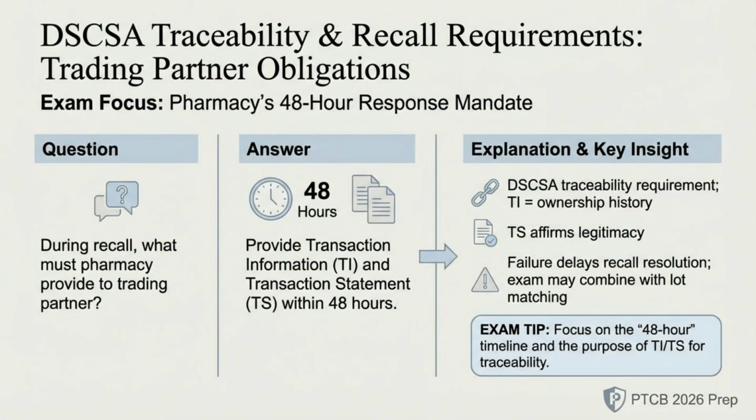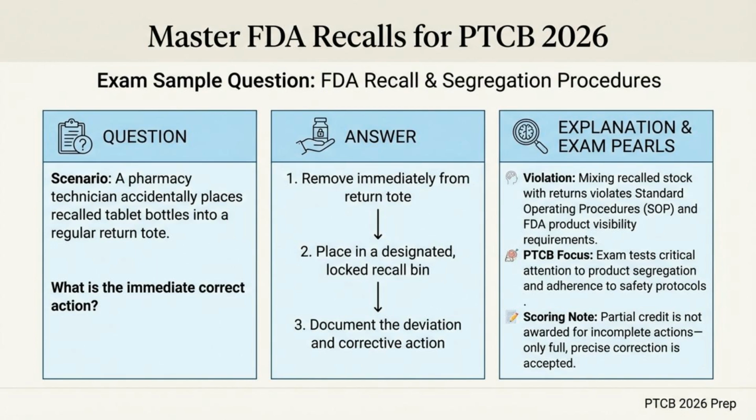During a recall, the pharmacy must provide transaction information and a transaction statement to a trading partner within 48 hours. This DSCSA traceability requirement is crucial for establishing ownership history. If recalled stock is accidentally placed in a regular return tote, the immediate correct action is to remove it immediately. Place it in a designated locked recall bin and document the deviation and corrective action.